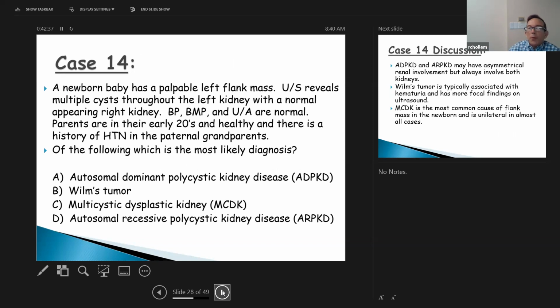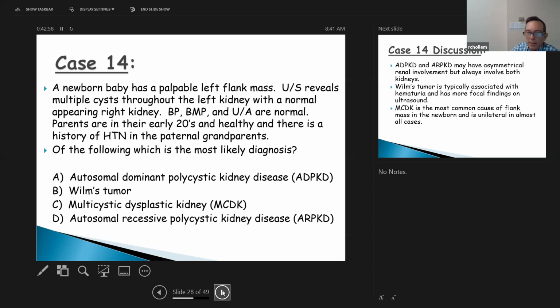Newborn baby has a palpable left flank mass. Ultrasound reveals multiple cysts throughout the left kidney with a normal appearing right kidney. Blood pressure, labs, UA, normal. Parents are in their early 20s and are healthy. There is a history of some hypertension in grandparents. Of the following, which is the most likely diagnosis?